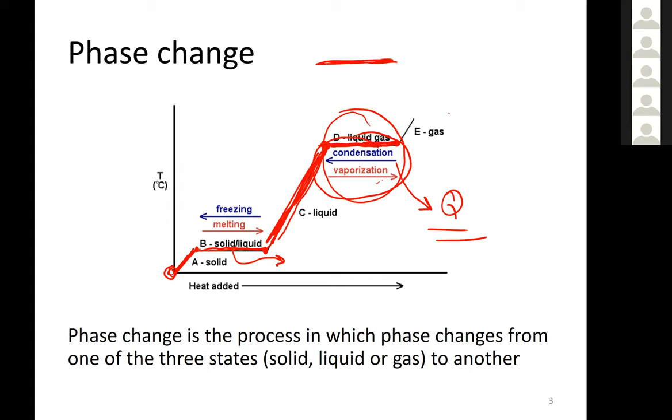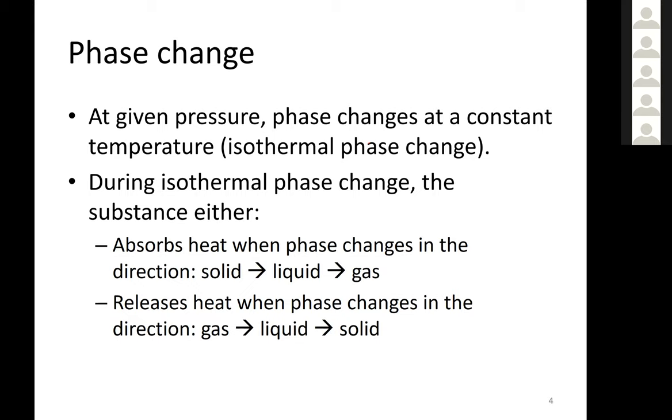Why do I care about this? Because later I'm going to talk about the selection of the refrigerant. And one of the criteria for selecting the refrigerant is that I need to look at the pressure at which phase will change at the required temperature. So when we talk about phase change at a given pressure, this is very important. Phase change happens at a constant temperature. This is for pure substances. So I have a one-to-one relationship: for one pressure, I have one temperature at which phase will change, and the other way around. At a given temperature, phase will change at a given pressure.